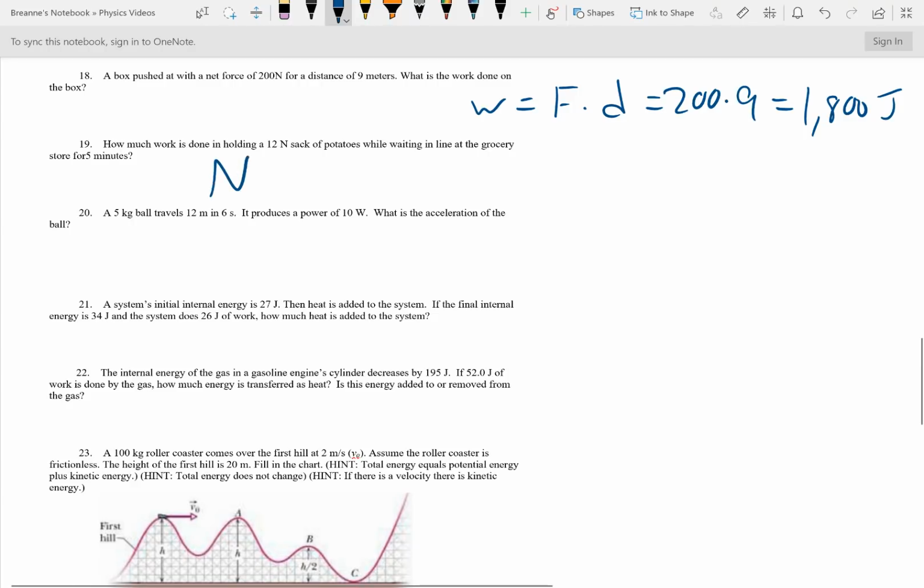None. Zip. Zilch. Because think about it. The bag's not moving. So the object's got to be moving for work to be done. Trust me, it's a pain in the butt. It's tiring to sit there and just hold something all day. But you're not doing any work physics related. Kind of like holding the big giant cat. Remember in the Kahoot? So you're holding the big cat. You're putting in some effort. You're not doing any work.